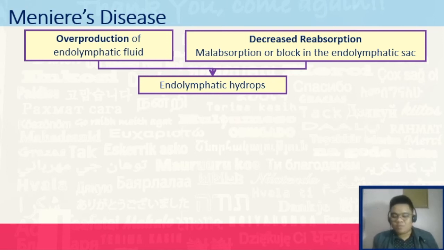Now, let's go to your Meniere's disease. Class, your Meniere's disease is also known in other textbooks as your endolymphatic hydrops. Now, class, your Meniere's disease has two possible causes: overproduction of your endolymphatic fluid or decreased reabsorption of your endolymphatic fluid. The decrease in reabsorption may lead to malabsorption or a block in the endolymphatic sac. This block could lead to your endolymphatic hydrops.